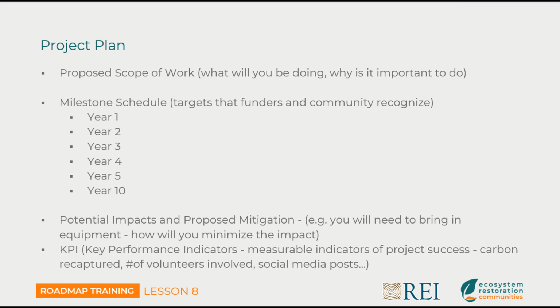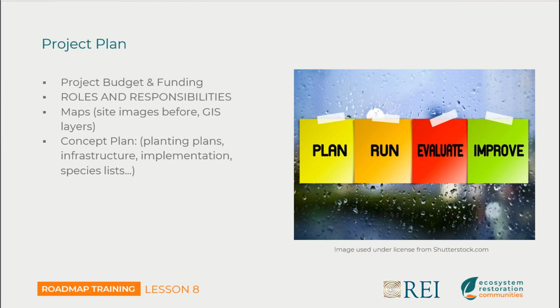The potential impact, proposed mitigation, for example, you want to bring in equipment to do your planting. How will you minimize the impact? How are you going to do it? The KPI, which is your key performance indicators. These are your measurable indicators of project success. Carbon recapture, the number of volunteers you're going to involve, number of social media posts, different things like that. These are your measurable indices that you're actually meeting your milestones.